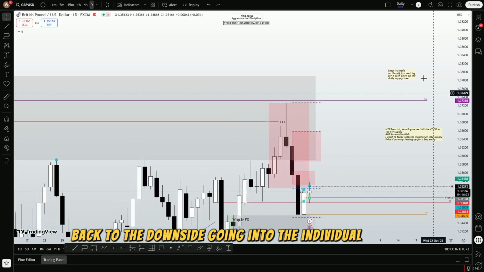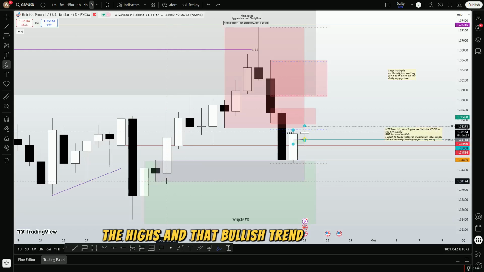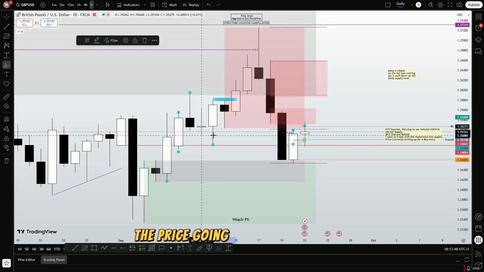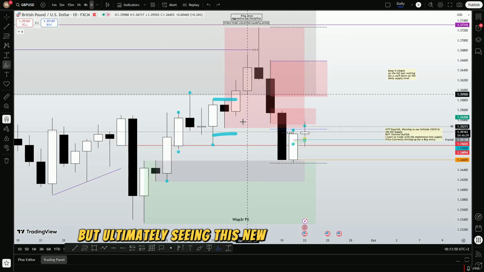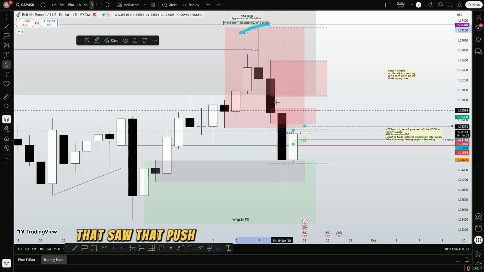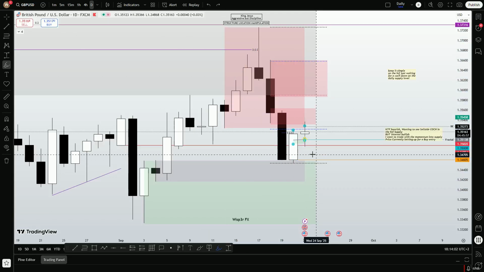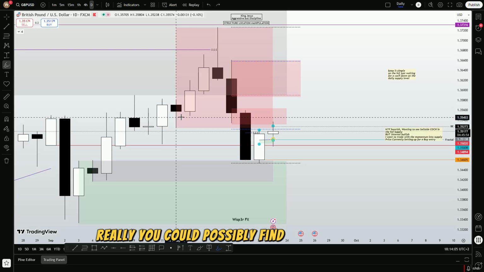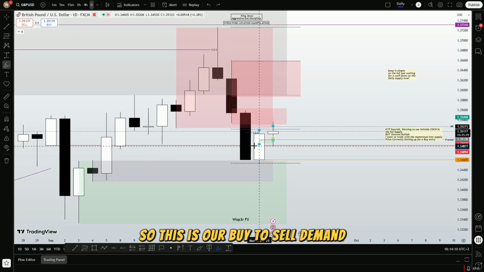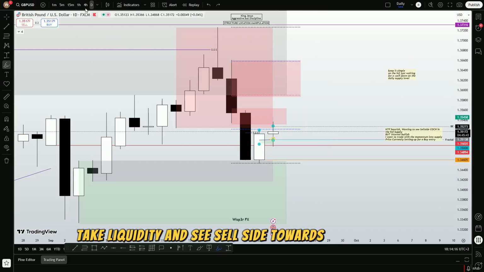Going into the individual candles, we have the lows, the highs, and that bullish trend between low, high, low, high, low. Price going a bit sideways here, but ultimately seeing this new high. By refining, this is the most recent low that saw that push up between this low and that high, creating a buy to sell narrative. Really, you could possibly refine to this low here, but let's take it to that low. So this is our buy to sell demand, supply area, so we want to see price move back in, take liquidity, and see sell side towards the downside.